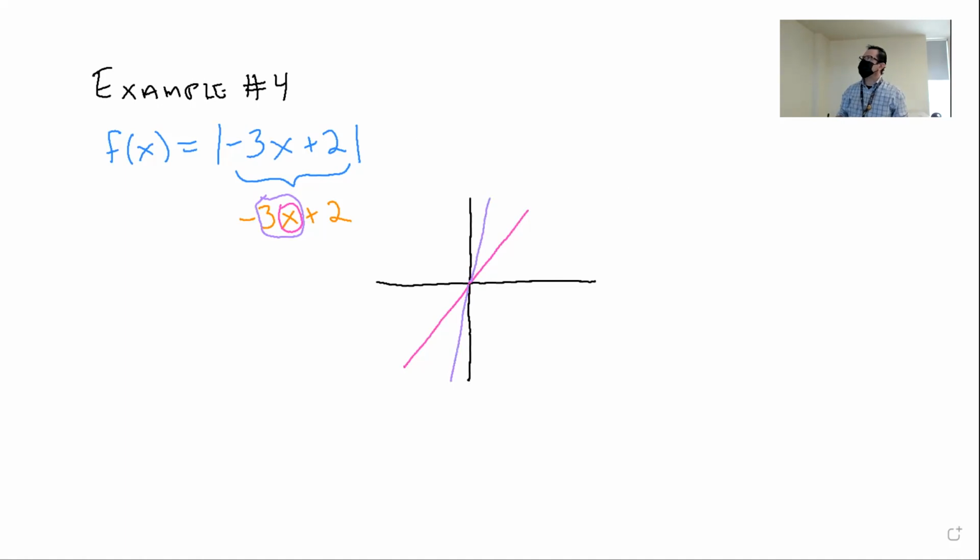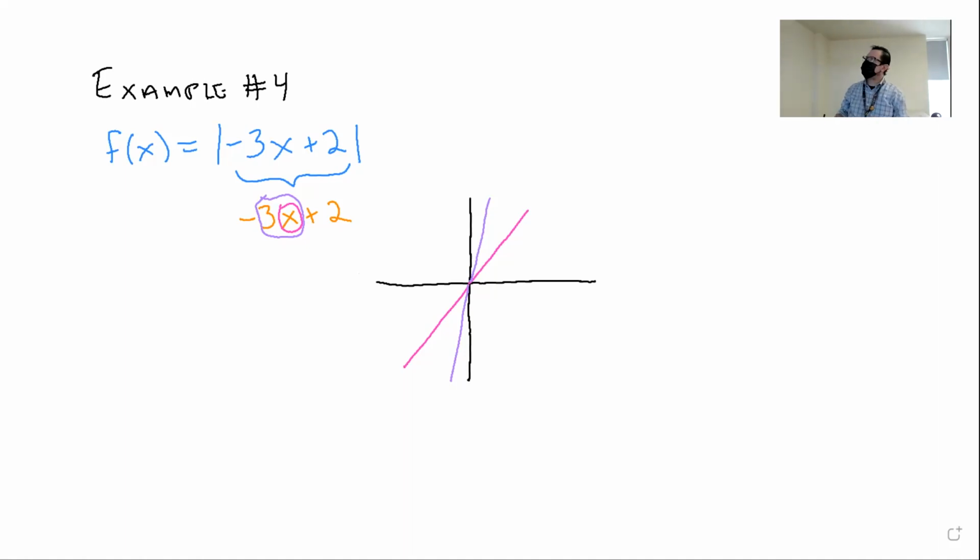Yes, when the value that's multiplying is larger than 1, it's going to get closer to the y. If it's between 0 and 1, meaning if it were 0.3, that would make it flat.